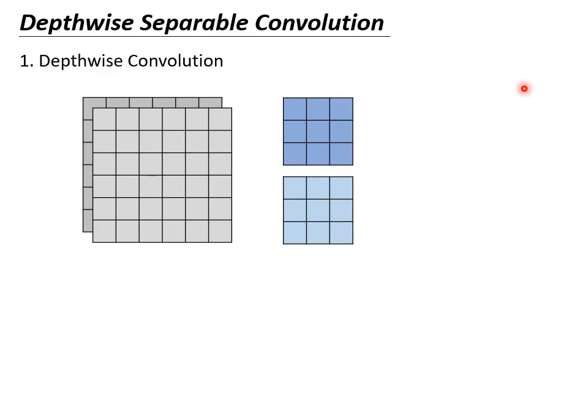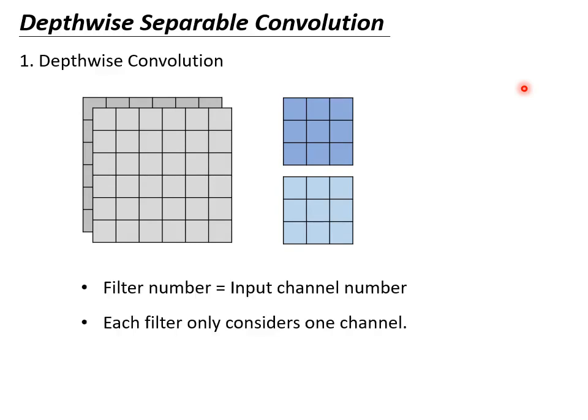The first step is called depthwise convolution. What it does is creating one filter for every channel. Each filter only manages one channel. Because each filter only manages one channel, the number of filters and the number of channels would be the same.